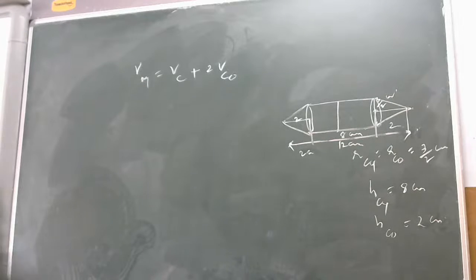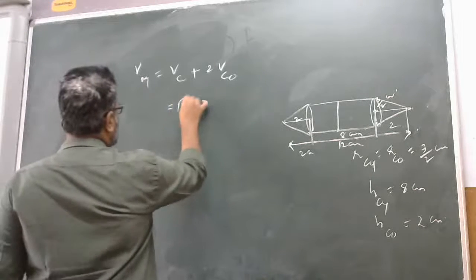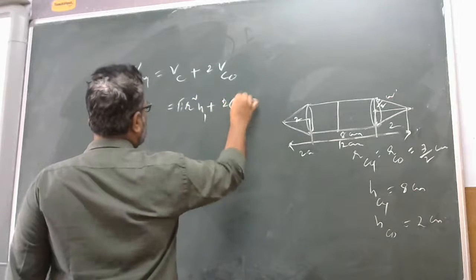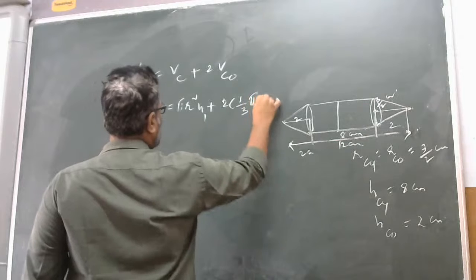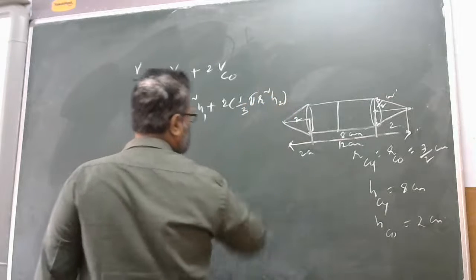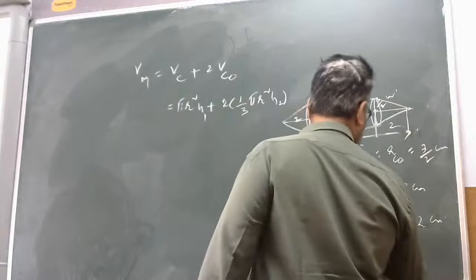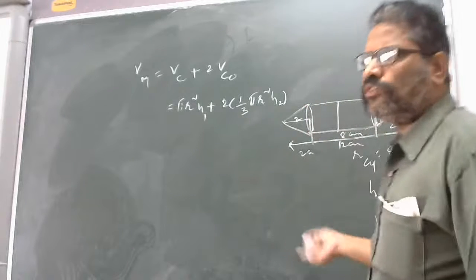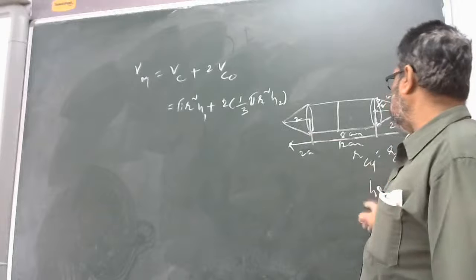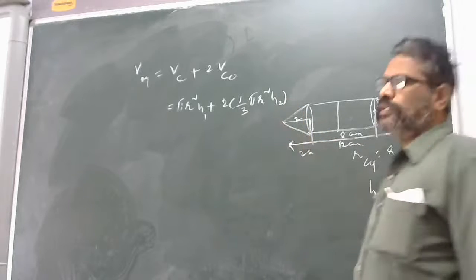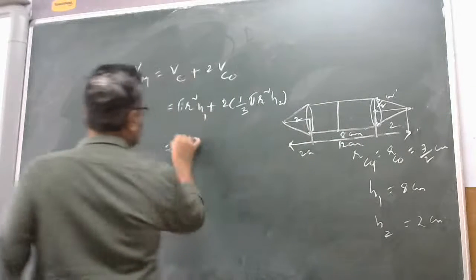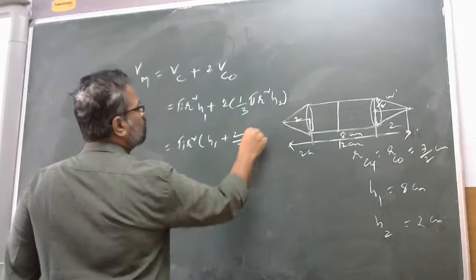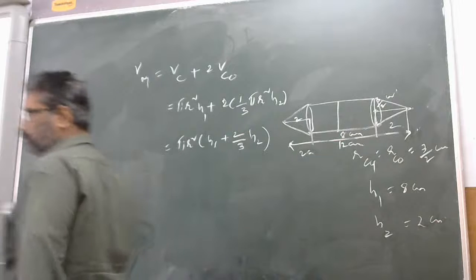Now you have to apply the volume formulas for both of them. Pi r square h1 plus 2 into 1/3 pi r square h2. Because there are two heights now, I take this as h2 and this as h1. Otherwise you may get confused. So h1, h2 understood. Radius is common, so I take only r. So I take pi r square common: pi r square into h1 plus 2 by 3 h2. Got it?